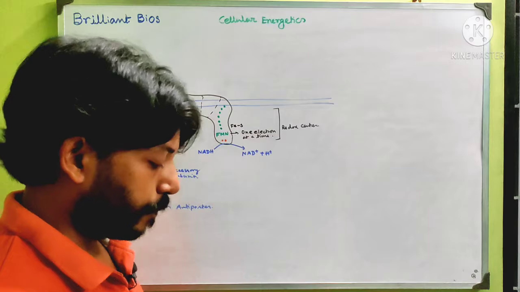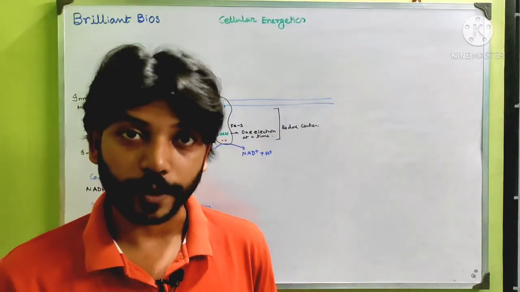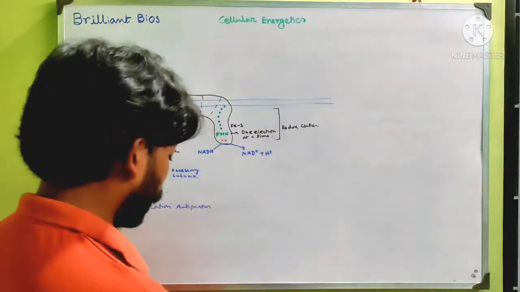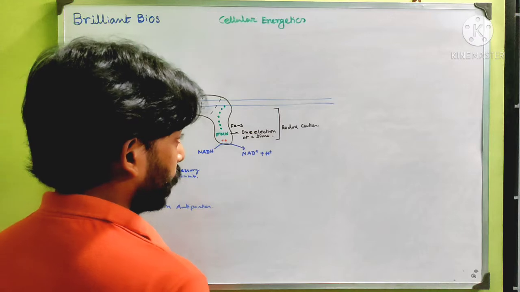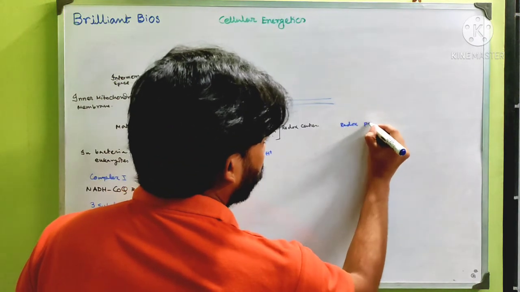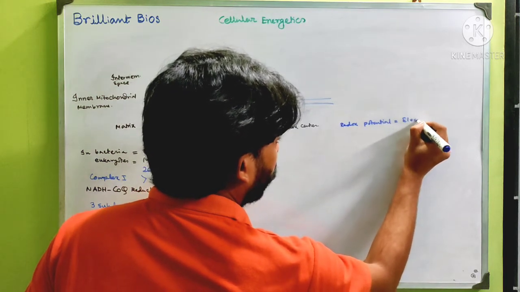In my previous class on the basic concept of electron transportation, I already mentioned a term called redox potential. You have to understand this thing very clearly. Another time, I mention the term redox potential, which is similar to electron affinity.